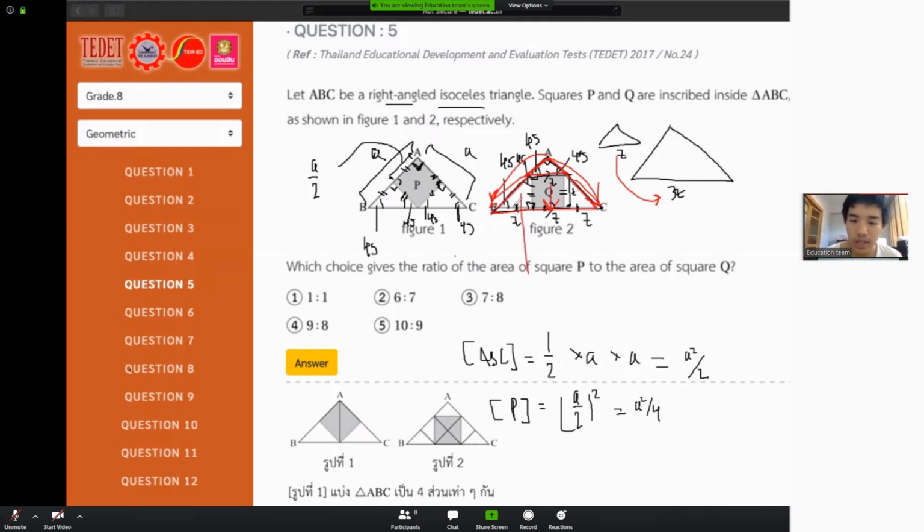This triangle here has base z and height z, so half times base times height is half z squared. Same thing here, that's also half z squared, right? The square that we want has side length z, so its area is z squared. Okay.